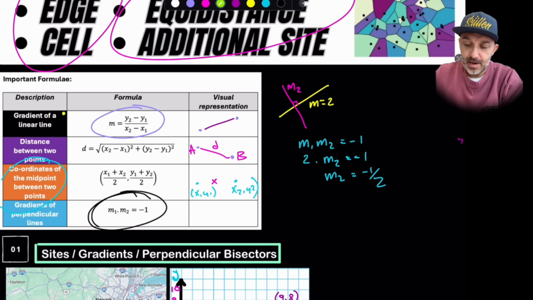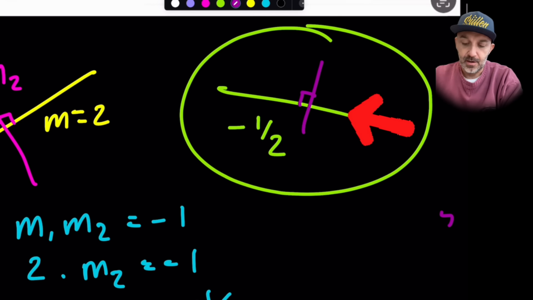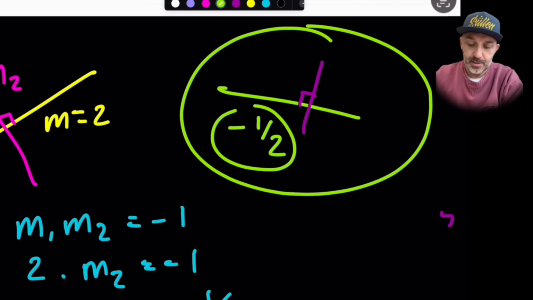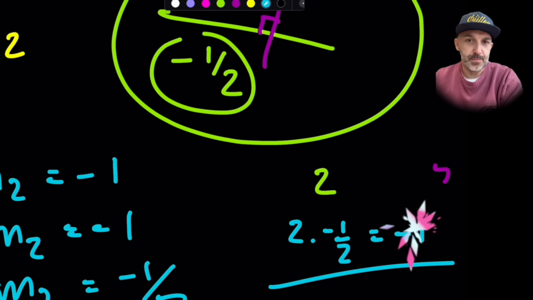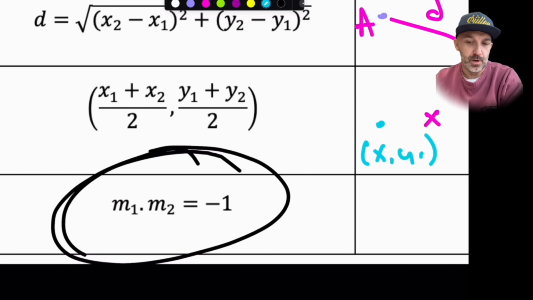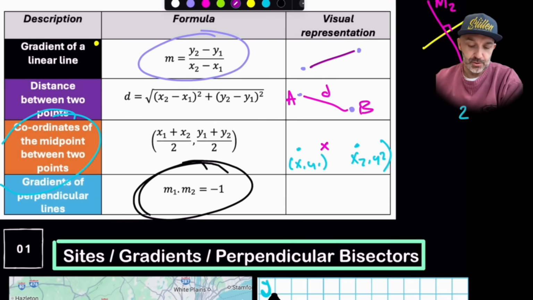So here we go again. Let's say I had a gradient of -half, for example. Look at the green line here, -half. And now I want to know what the gradient is passing through here, the perpendicular line represented in purple here. So the negative reciprocal of -half will become +2. So if we were to multiply these two values together, we would get 2 times -half, and that would result in -1, which is correct because I just stated over to the left here that the two gradients multiplied together should equal -1. Right, there's a quick rundown on the formulae that we're going to use in Voronoi diagrams. Let's move down to the next section.